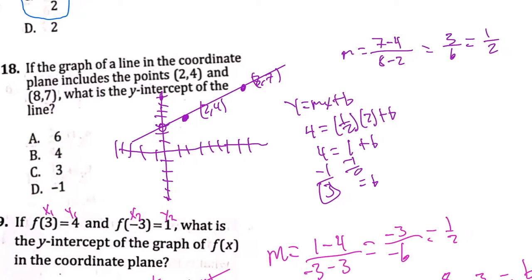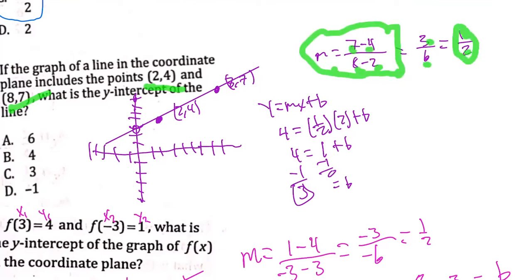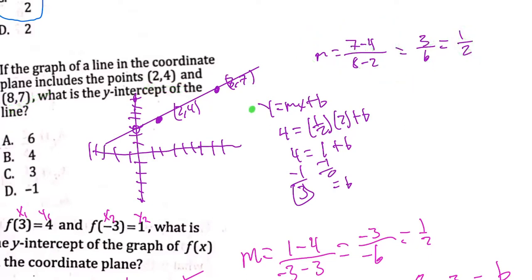But if you like mathematical equations and you like hard math, you could still use the slope formula and plug it in here. So we plug in our points here: 7 minus 4 is 3, 8 minus 2 is 6, so m is 1 over 2. But then we have to use this slope-intercept formula to plug in for our missing values.